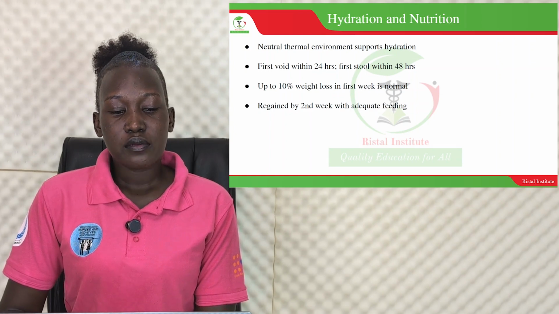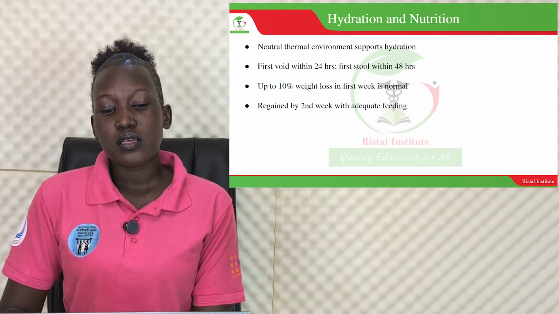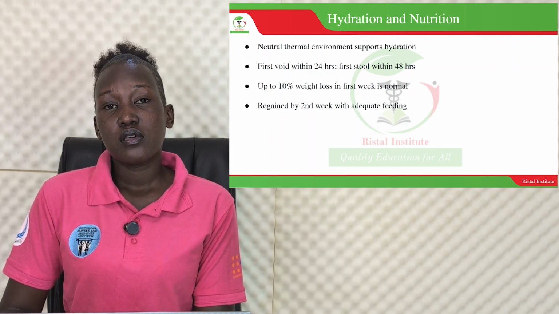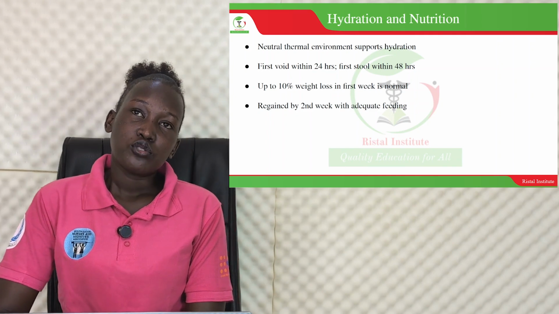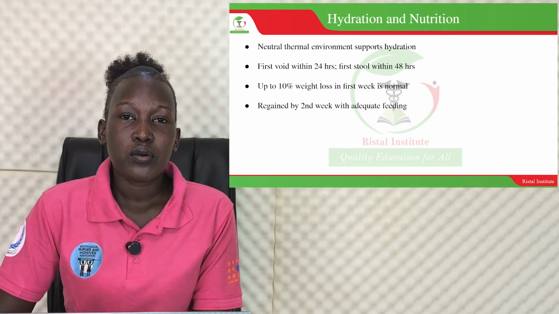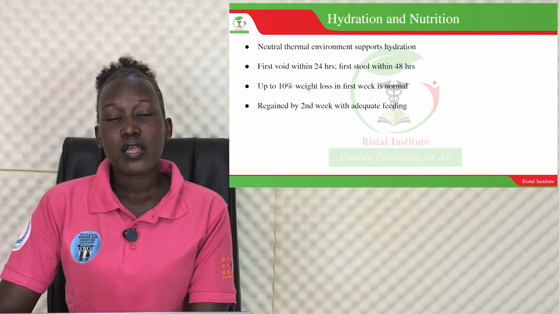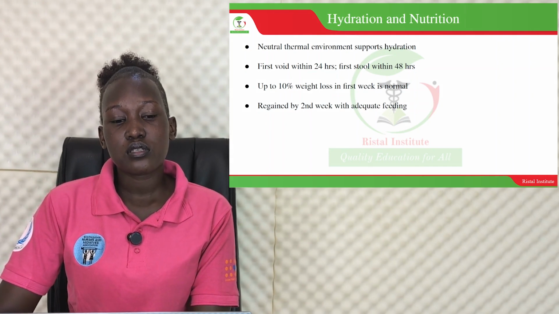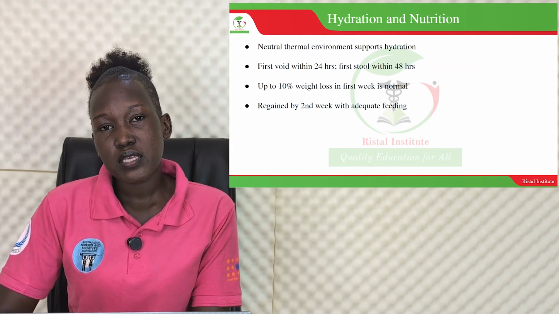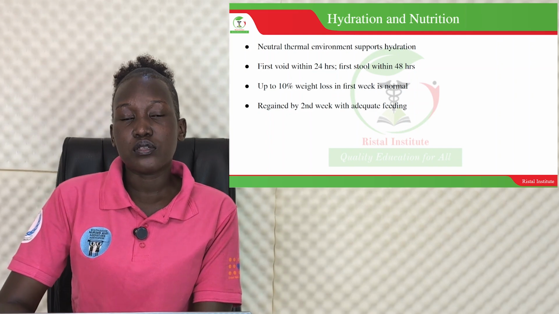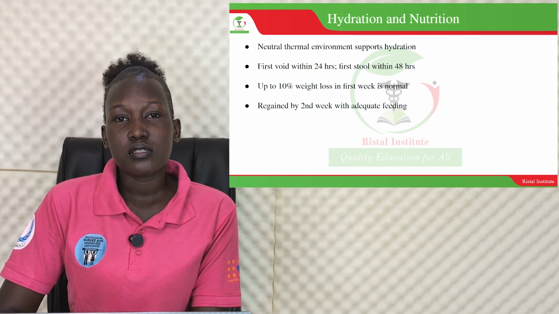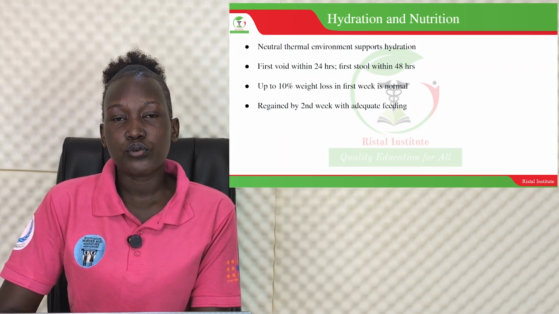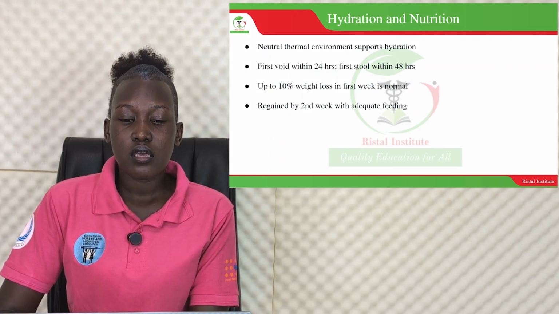So up to 10% weight loss within the first week is normal in most newborns. So the child will be born with about 2.5 kilograms, but within the first week of life, you find that the weight reduces. Then by the second week, because of adequate feeding, we expect that the newborn would have increased in weight or started to gain the weight that they lost.